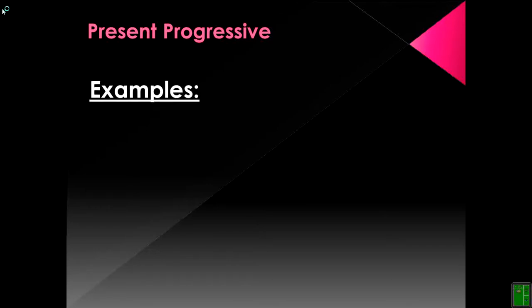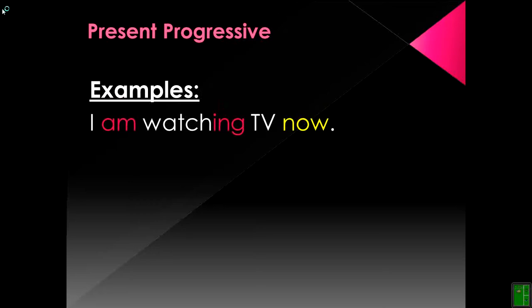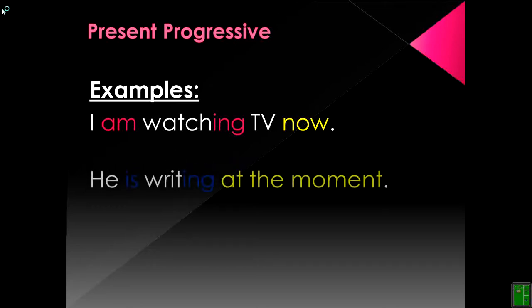So the question is, what is the present progressive and when do we use it? Let me give you some examples to clarify everything for you and illustrate the form and the usage of the present progressive. Example number 1, I am watching TV now. Here we use am with the pronoun I, then the verb watch we add ing at the end of the verb, and don't forget that we add a keyword here which is the word now.